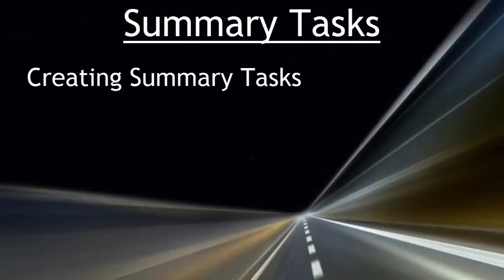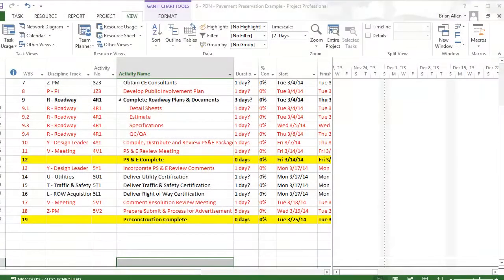Creating a new summary task. Select the tasks you would like grouped under the new summary task. For example, I will group all the delivery certification tasks under a Complete Final Certifications summary task. First, select all the certification tasks.